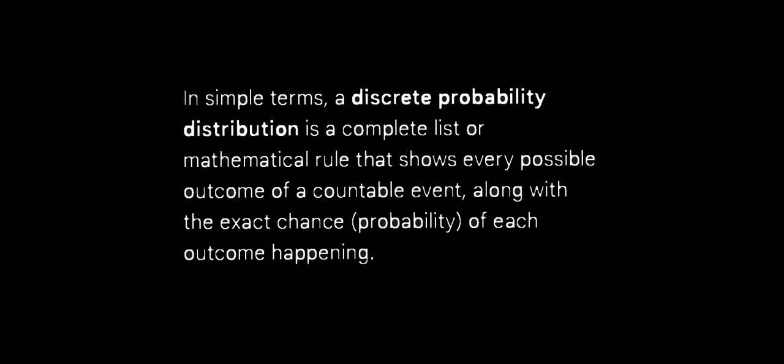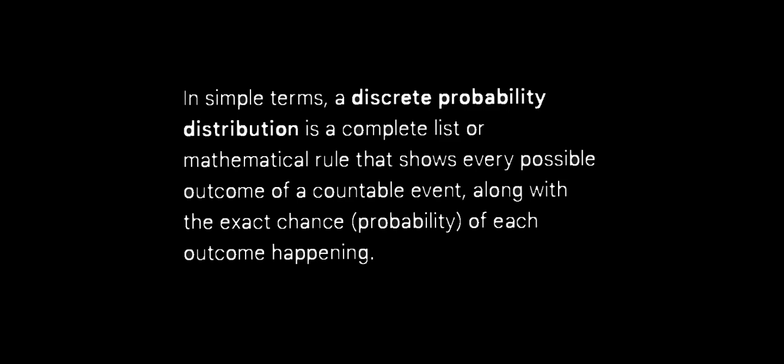In simple terms, a discrete probability distribution is a complete list or mathematical rule that shows every possible outcome of a countable event along with the exact chance or probability of each outcome happening. Simply put, it's a distribution that describes outcomes that are countable, and each possible value has an associated probability, let's say 1, 2, 3, or either yes or no.